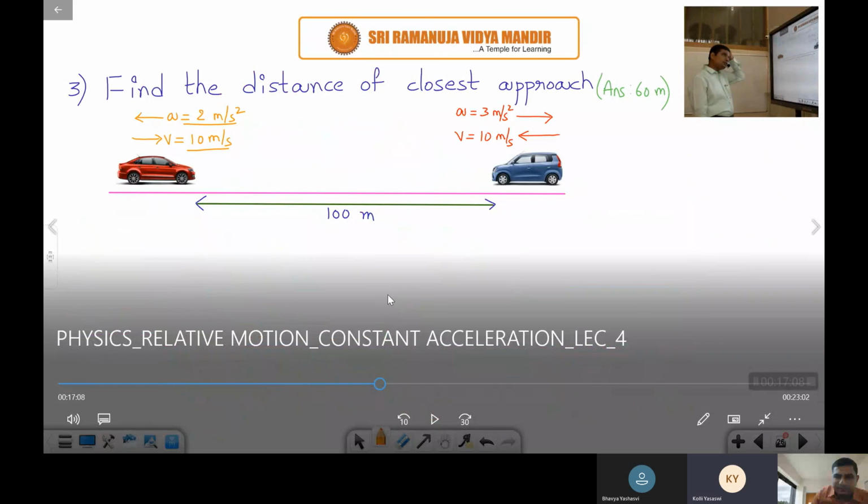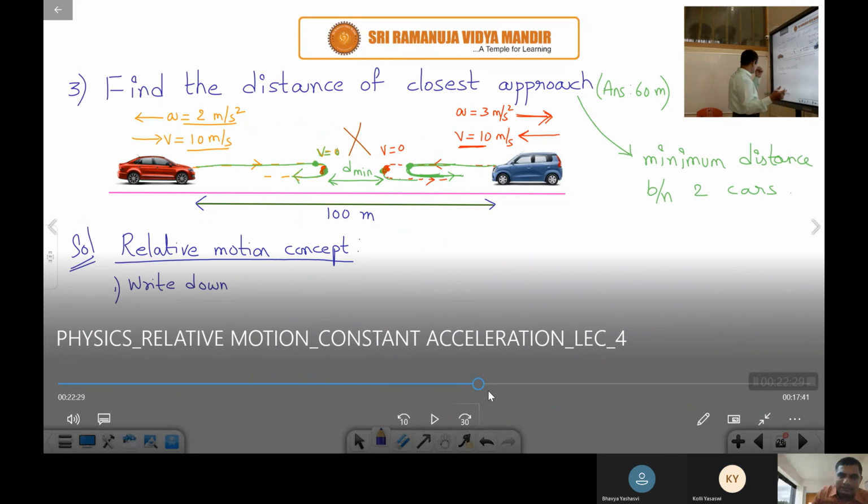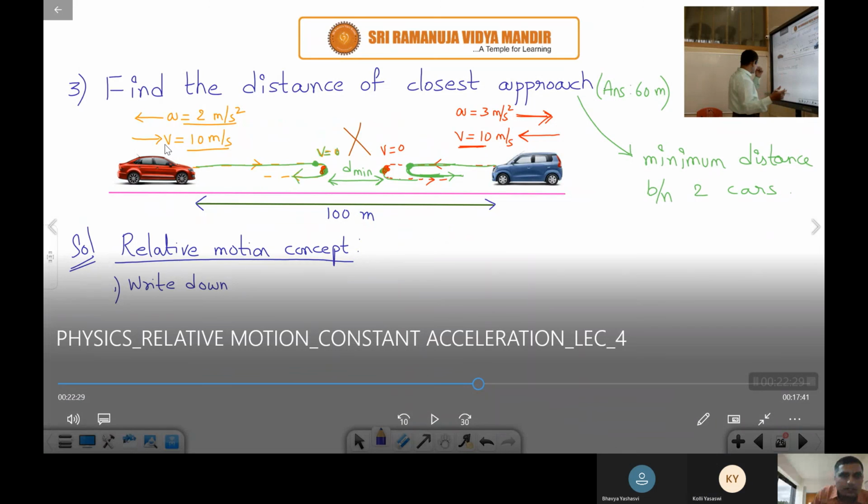Next, find the distance of closest approach. This also I gave you as homework, or I explained it I think in the video. Distance of closest approach means minimum distance between the two cars. So this is very difficult to solve from the ground frame. Understand or not? See here, first of all, red car acceleration is left side, velocity is right side. That means its speed will increase or decrease?